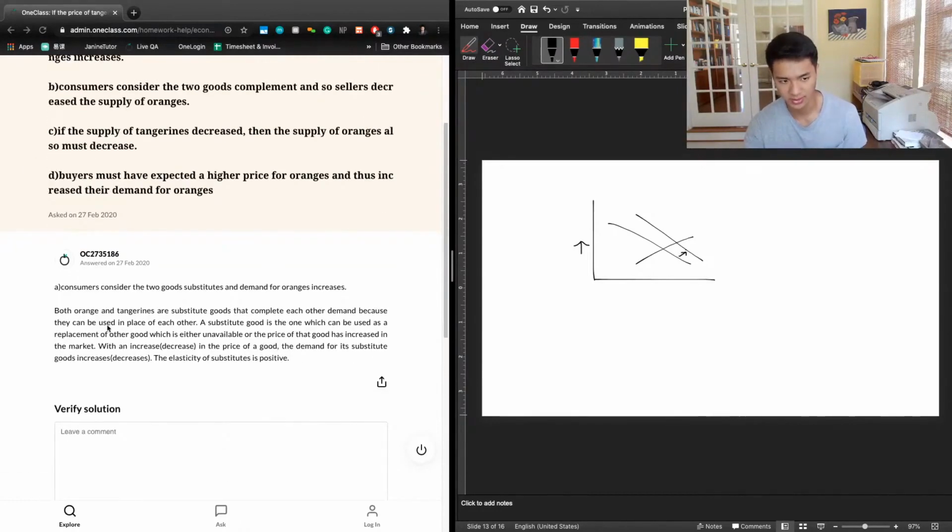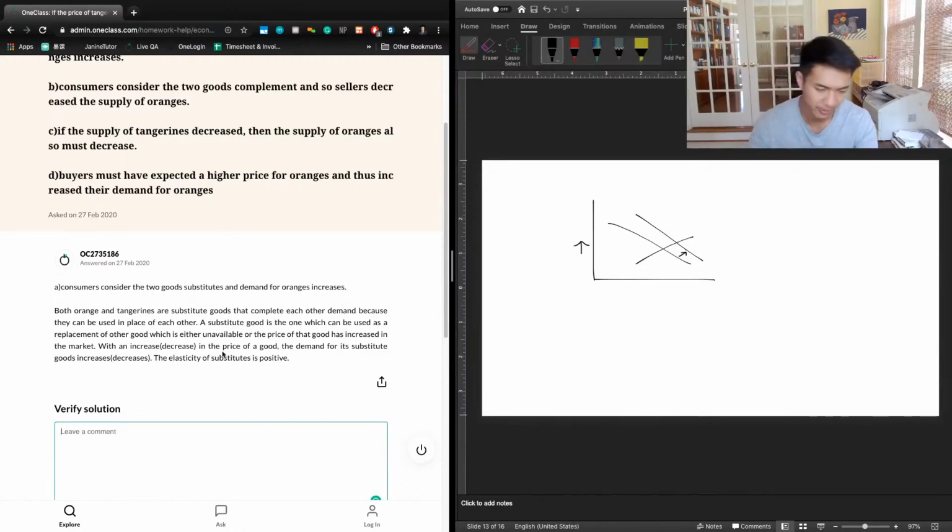Let's take a look at the previous tutor's answer. The previous tutor also said A, and said both oranges and tangerines are substitute goods that complete each other's demands because they can be used in place of one another. A substitute good is one that can be used as a replacement for another good which is either unavailable or the price of that good has increased in the market. With an increase or decrease in the price of a good, the demand for its substitute good increases or decreases. Thus, the elasticity of substitutes is positive.